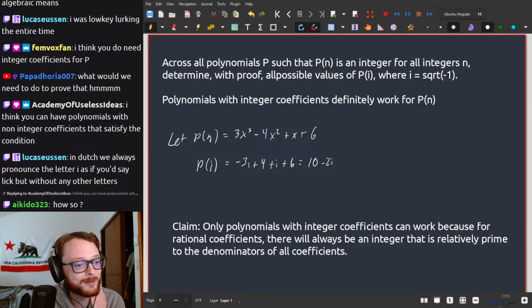In Dutch, we always pronounce the letter I as if you say lick, I. Lick, I. Okay.